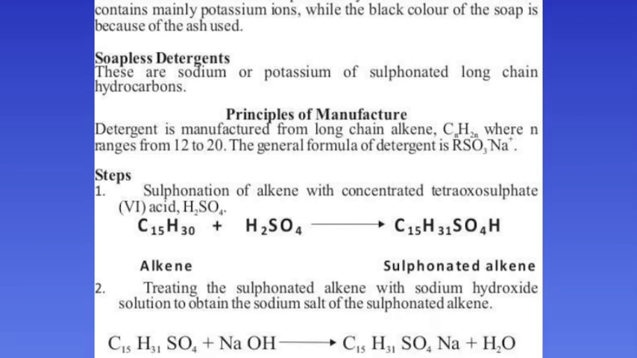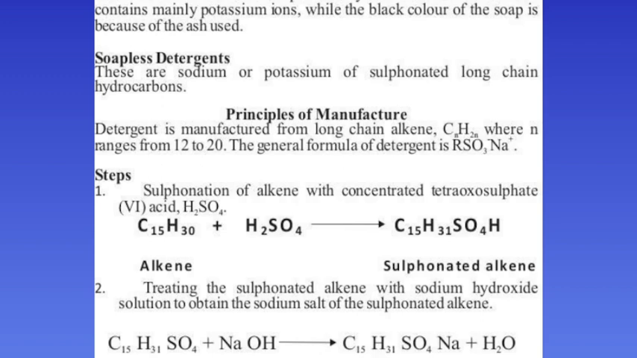Soapless detergents. These are sodium or potassium salts of sulfonated long-chain hydrocarbons. The principles of manufacture basically involve manufacturing from long chains of alkenes, where n ranges from 12 to 20. The general formula of detergent is given as RSO3-Na+. The steps.